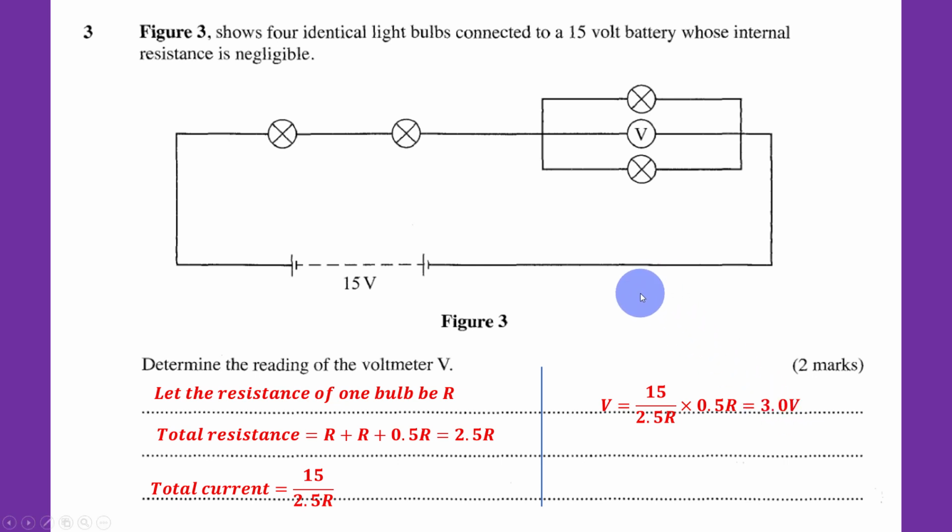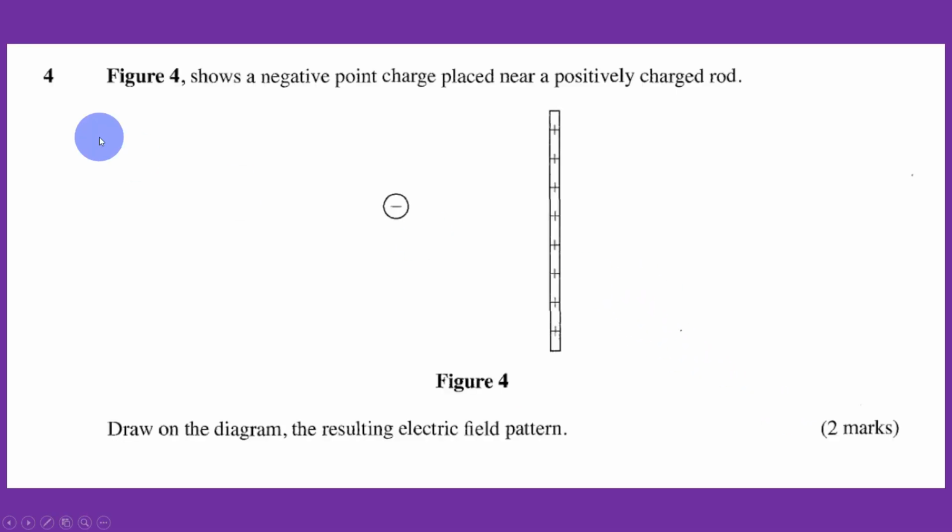Let's proceed to question number 4. In this question, we are told that figure 4 shows a negative point charge placed near a positively charged rod. This one is a point charge, which is negatively charged. And here we've got a positively charged rod. We are asked to draw on the diagram the resulting electric field pattern.